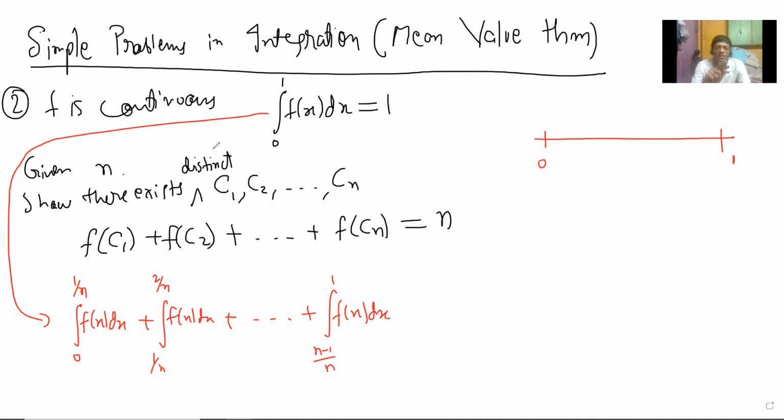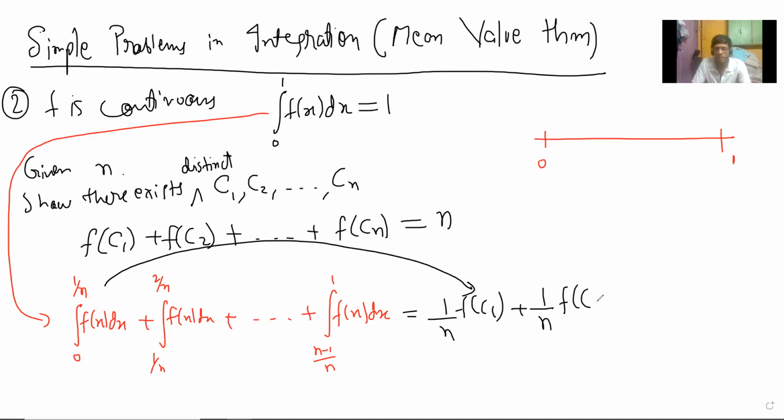So let's see. Then you have an idea what to do from here. After this, let's say we've split the integral. Just what you said in the beginning, just apply the mean value theorem. The first term will give you this, and similarly the second term will give you this, and so on, up to f of cn. But this is equal to 1, we know. And so then we get it.